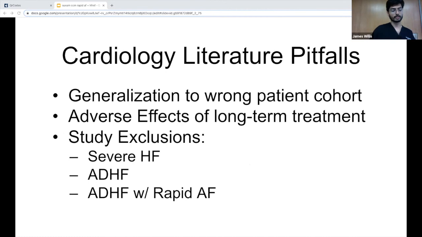So the pitfalls here are that you're generalizing to the wrong patient cohort. These are adverse effects reported for long-term treatment. And the exclusions are the patients we want more data on to figure out how to manage them better, because this is what you end up seeing in the ED. So think about that when you contextualize the data and what cardiologists recommend. Obviously, these agents have their side effects, hypotension, et cetera.